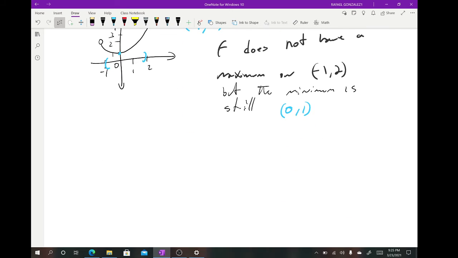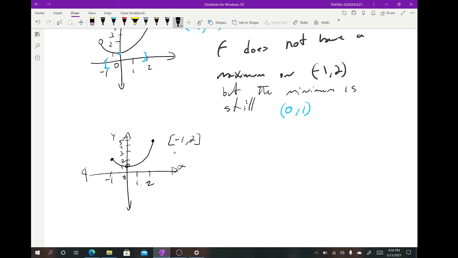Finally, let's do one more. Alright, so how about this one? So let's say now we have, again, the same function, but now we have an open circle at the point (0, 1). So (0, 1) is not part of our domain. And now this interval is, again, -1 to 2.